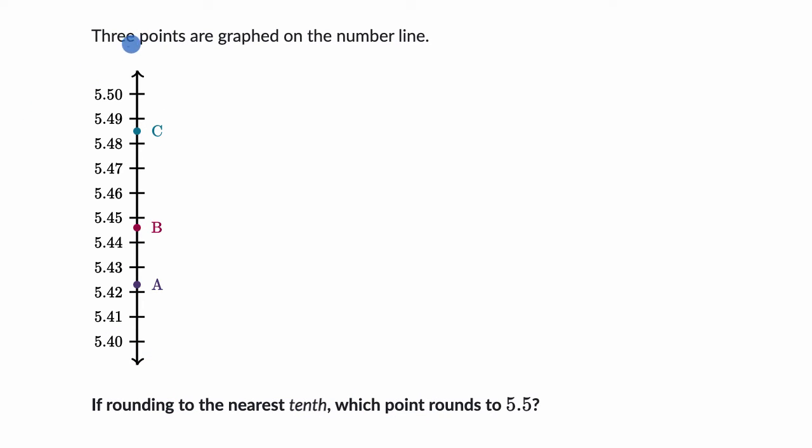So here they say 3 points are graphed on the number line, points A, B, and C. If rounding to the nearest tenth, which point rounds to 5.5? So pause the video again and see if you can figure that out. All right, so let's just think about the tenths that these points are between. At the high end, we have 5.5. Remember, if I have a number like 5.5 something, something, something, this right over here is the tenths place. So all of these are between 5.5 and 5.4. So they're going to either round down to 5.4 or they're going to round up to 5.5.